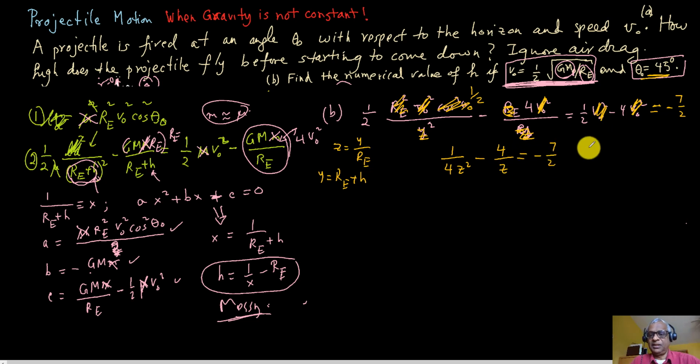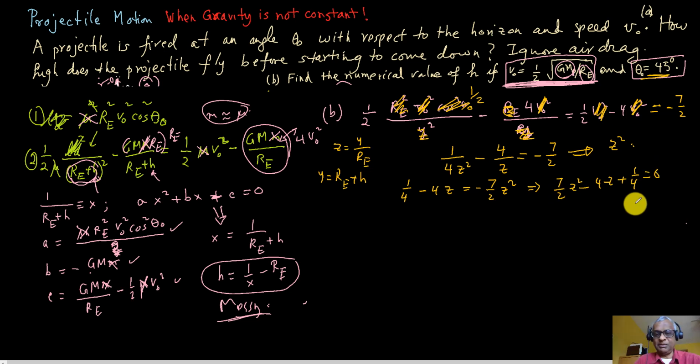over 2. Let's multiply by z square everywhere. So I get 1 over 4 minus 4z is minus 7 over 2 z square, and multiplied by 2. So bring it on this side. Maybe I'll just leave it like 7 over 2 z square minus 4z plus 1 over 4. So I hope I didn't make a mistake. I really didn't work it out earlier. I'm just working it out for the first time.